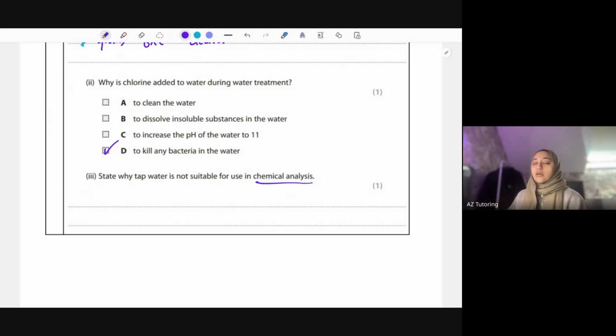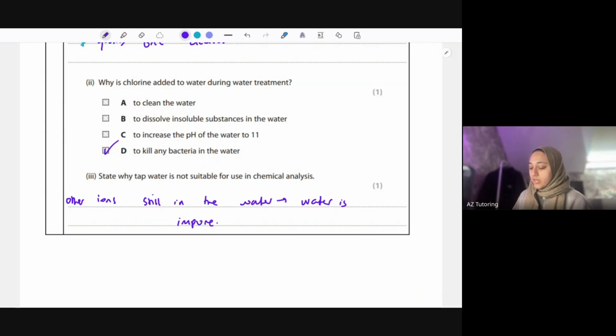Now, whenever we're carrying out chemical analysis, we always use distilled water, and distilled water is essentially purified water. There's nothing in that water except H2O, so potentially you could boil the water and then let it cool down, and that's distilled water. So the reason why we can't just use tap water is because there's still ions present within that water. So other ions, or you could even say impurities, still in the water. So the water is not pure, the water is impure. That's the reason why we can't use it for chemical analysis. So we use distilled water or pure water for chemical analysis.